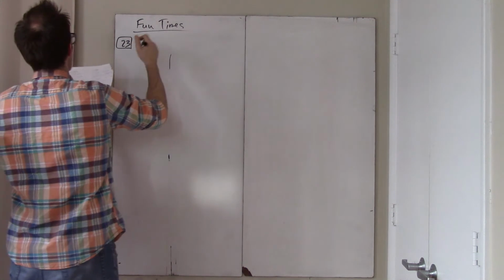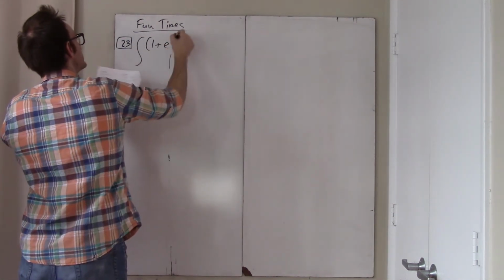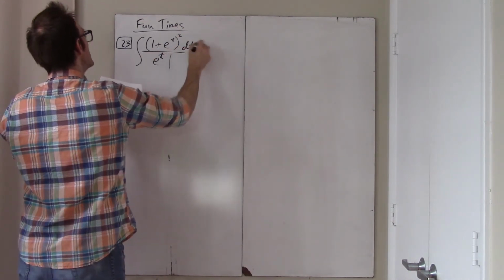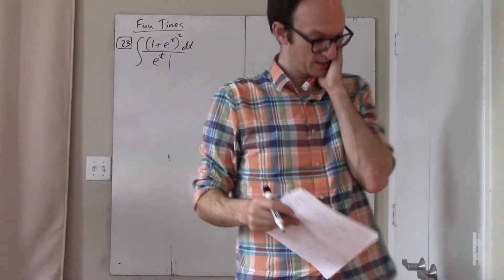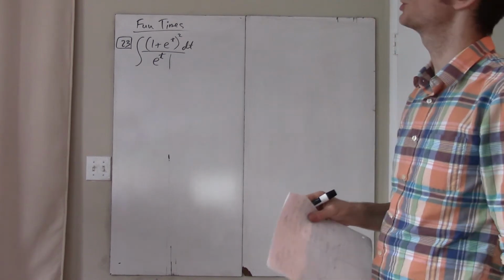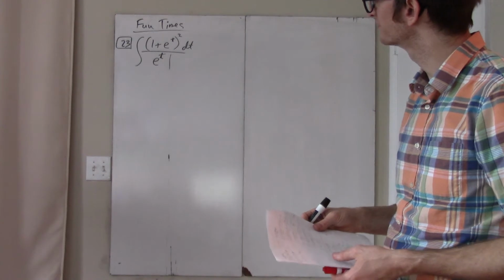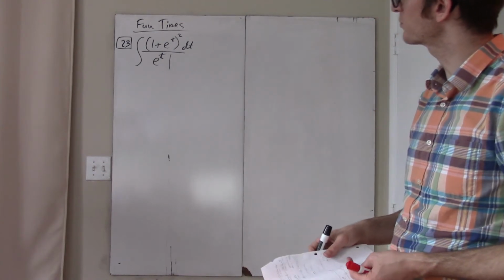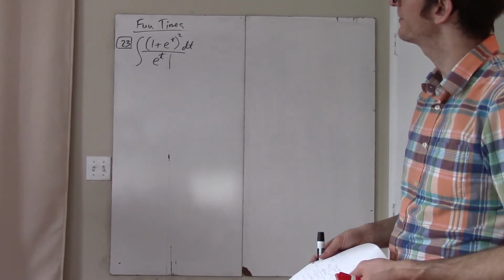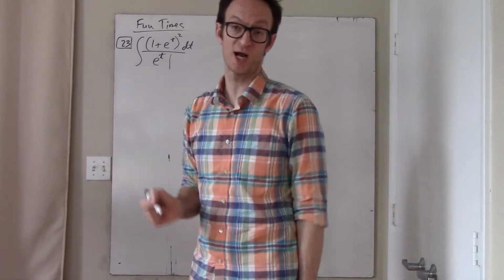Number 23. Alright, 1 plus e to the t, squared, over e to the t. Well, the derivative of e to the t is e to the t, so you might think that some kind of substitution is possible here. And I guess there is. Well, no, I guess there just isn't, actually. Because if you try things, they just won't work, right? Maybe this is a good opportunity to talk about trying and failing.